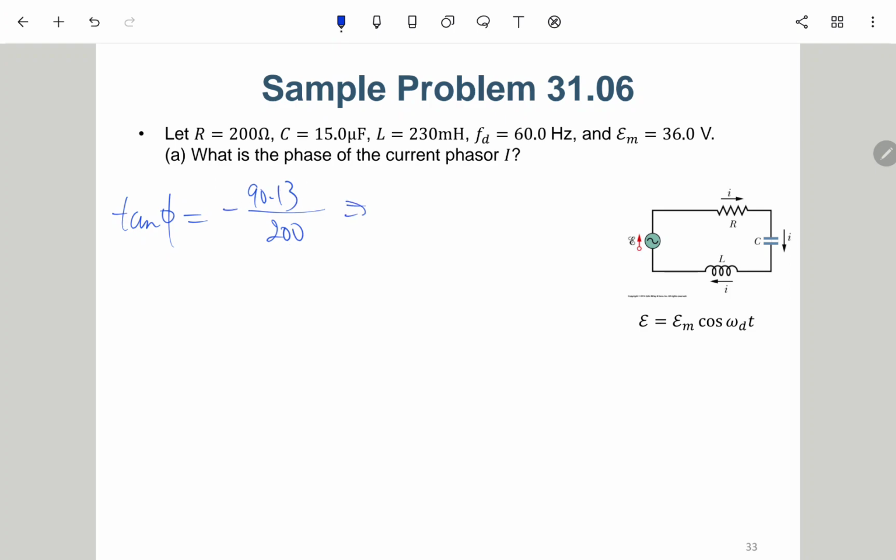So in this case, phi will be negative 24.3 degrees, or you can also write it in radians, negative 0.424 radian. So this is the phase, or the phase difference between the voltage and the current of the circuit.